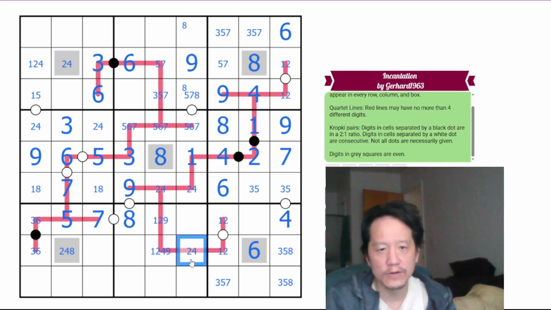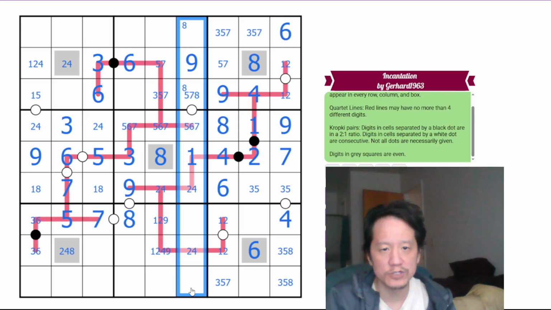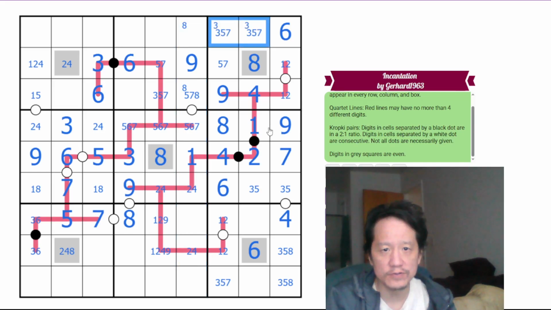This can no longer be 9 because of this 9. We have a 2, 4, 2, 4 pair in column 6, which eliminates 2 and 4 in the rest of the column. And we know 3 has to be one of these two digits because it cannot be any of these 4. And it can't be here. Therefore, this can't be 3. Where is the 3 in column 6? It must be one of these two cells.